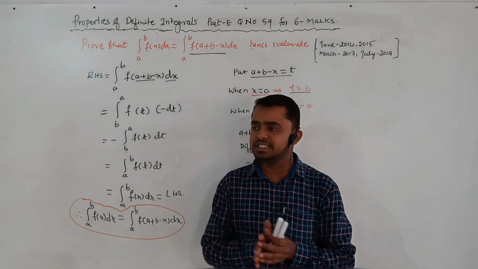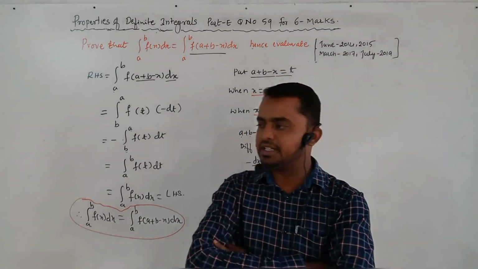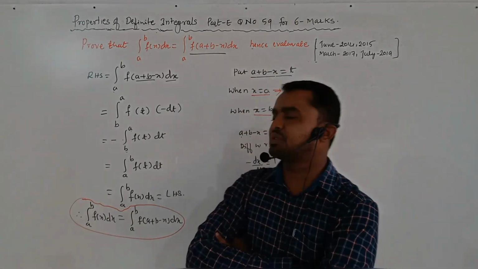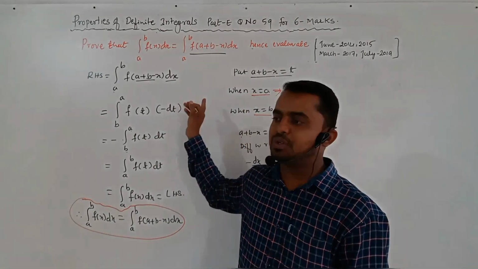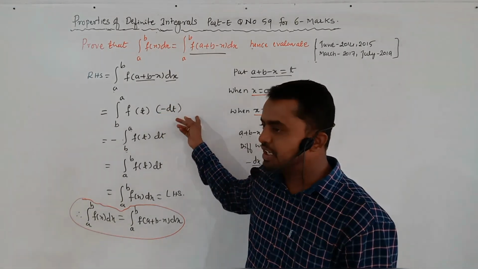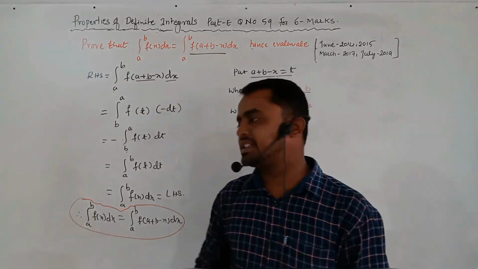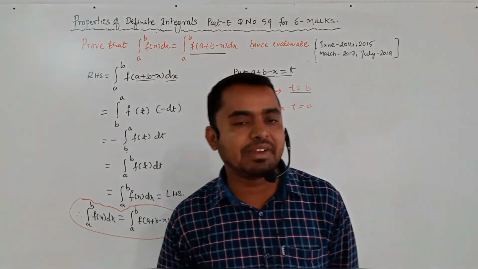Write the RHS, that is integration of a to b f of a plus b minus x dx. Now take the substitution, put a plus b minus x is equal to t. When x is equal to a, t is equal to b. When x is equal to b, t is equal to a. Now write a plus b minus x is equal to t one more time. Then differentiate with respect to t.